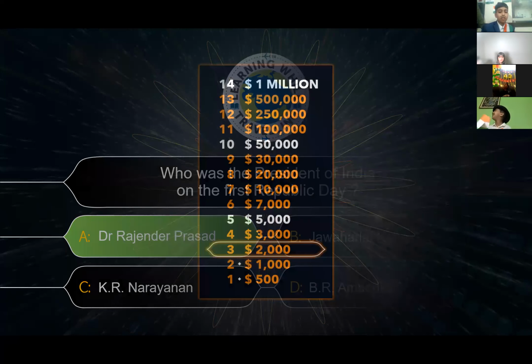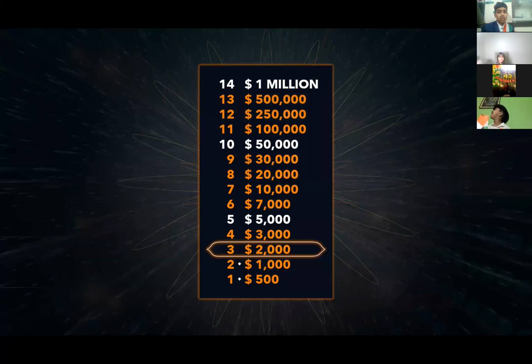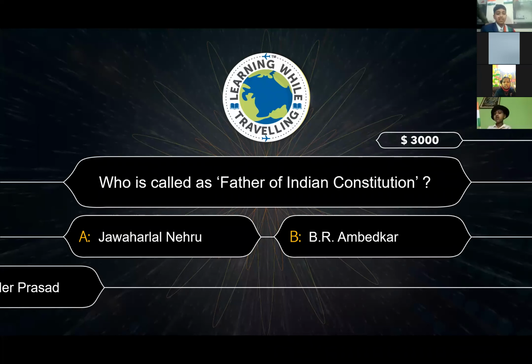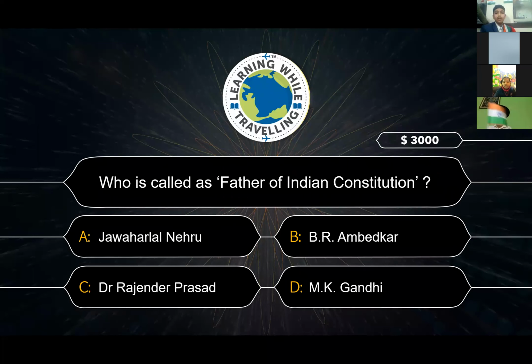Fourth question is for $3,000 points. Who is called the Father of Indian Constitution? Options are A. Jawaharlal Nehru, B. B. R. Ambedkar, C. Dr. Rajendra Prasad, D. M. K. Gandhi.